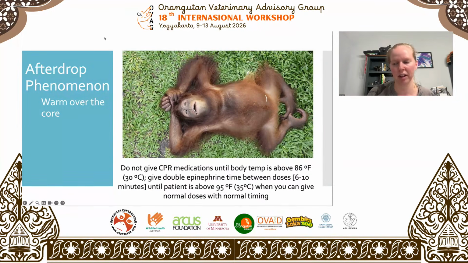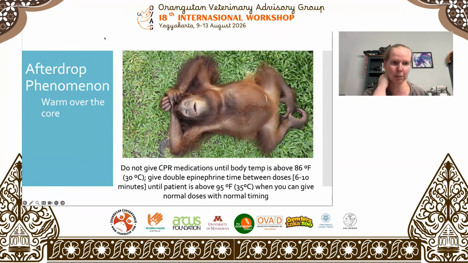So whether that's giving warm air through their breathing tube if they're intubated, whether that's warm fluids, whether that's a really forced air hot blanket or warm water blankets or something, you'll definitely want to do that.